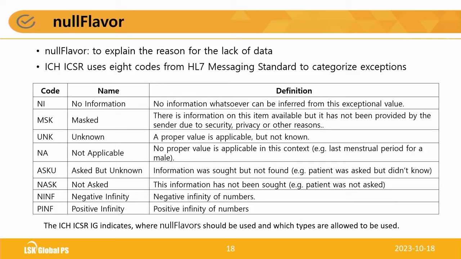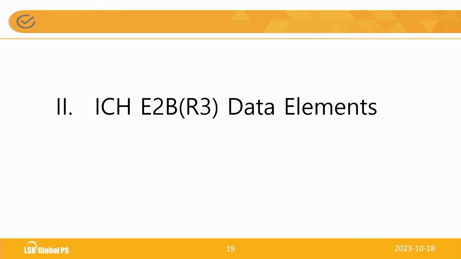Null flavor doesn't apply to all elements. There are rules as to which element can be applied no information. So null flavor is allowed. Specific null flavor codes are allowed for elements. So for a specific field, if only NI, or no information, is allowed, then only that would be allowed. And the XML file should be built based on these rules. So null flavors in addition to the third revision of E2B.